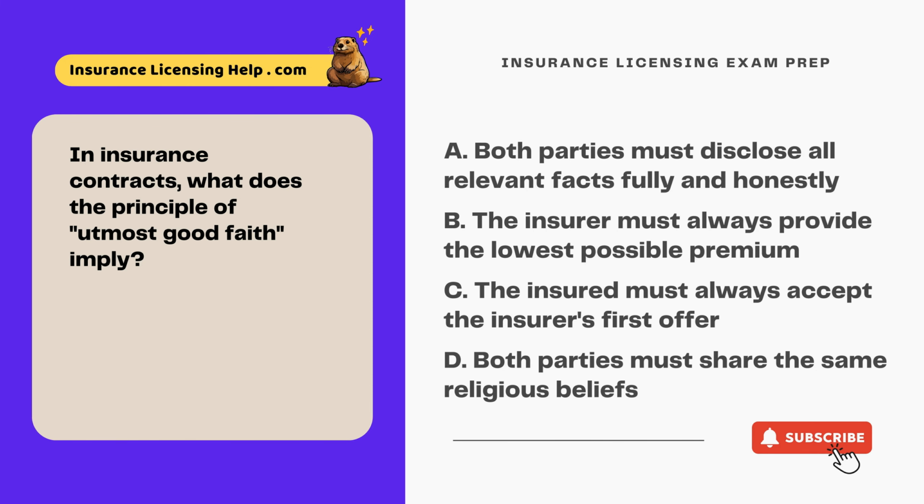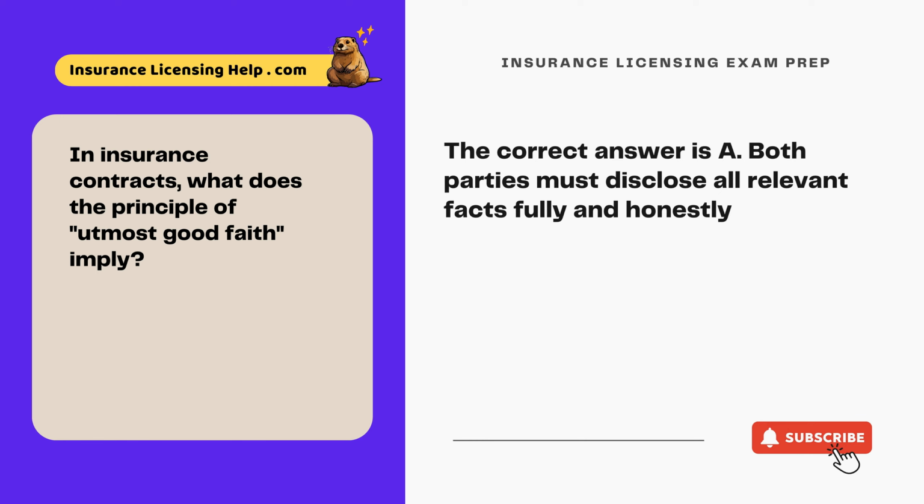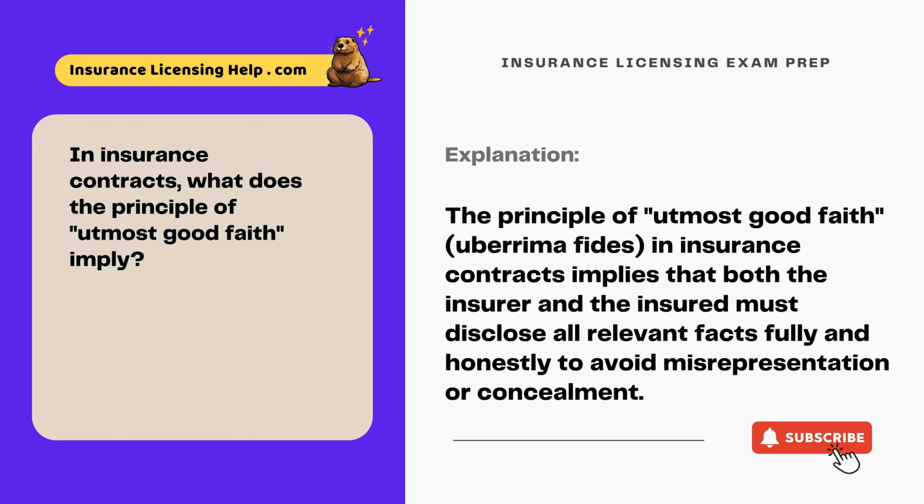In insurance contracts, what does the principle of utmost good faith imply? A. Both parties must disclose all relevant facts fully and honestly. B. The insurer must always provide the lowest possible premium. C. The insured must always accept the insurer's first offer. D. Both parties must share the same religious beliefs. The correct answer is A. Both parties must disclose all relevant facts fully and honestly. The principle of utmost good faith, uberrima fides, in insurance contracts implies that both the insurer and the insured must disclose all relevant facts fully and honestly to avoid misrepresentation or concealment.